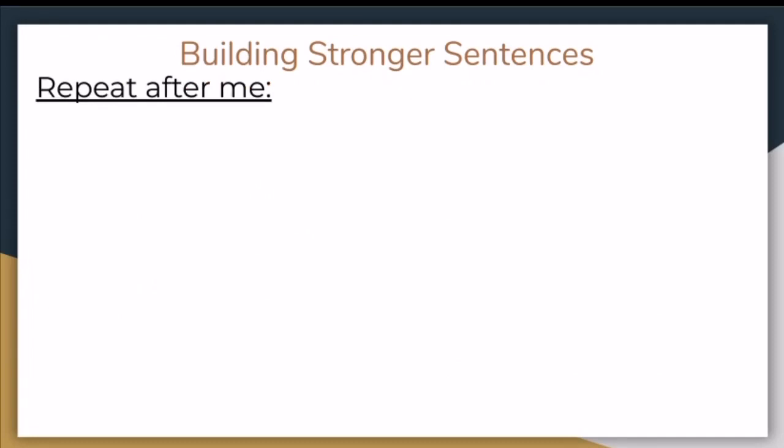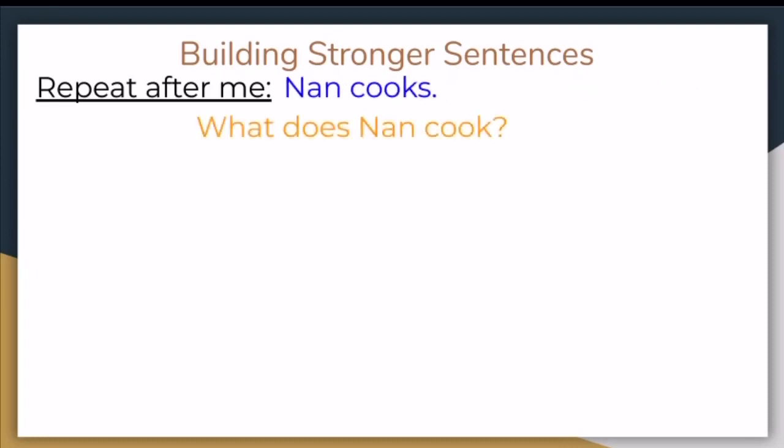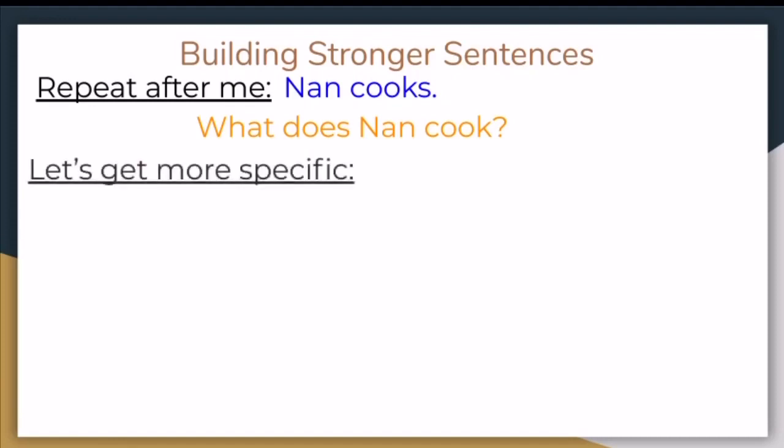Let's build some stronger sentences. Repeat after me. Non cooks. Okay, your turn. Non cooks. What does Non cook? Let's get more specific. Non cooks corn. Repeat after me. Non cooks corn. Good.